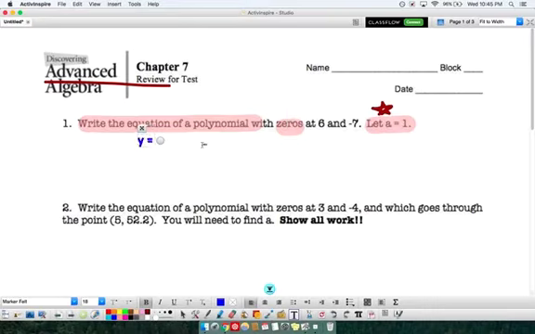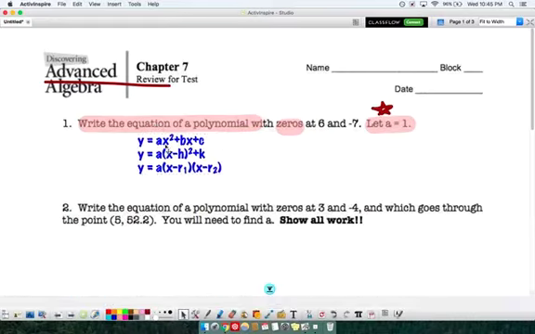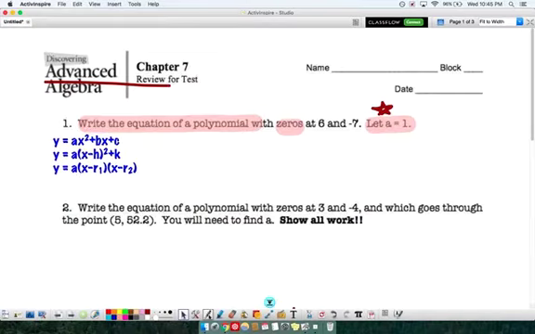And remember, a quadratic looks like this. There are different ways we can write it. We can write it like this, y equals ax squared plus bx plus c, or we can do vertex form, y equals a times x minus h squared plus k, or y equals a times x minus root 1 times x minus root 2. All right, this is important. We need to know all three of these, and we're going to start getting better at all this.